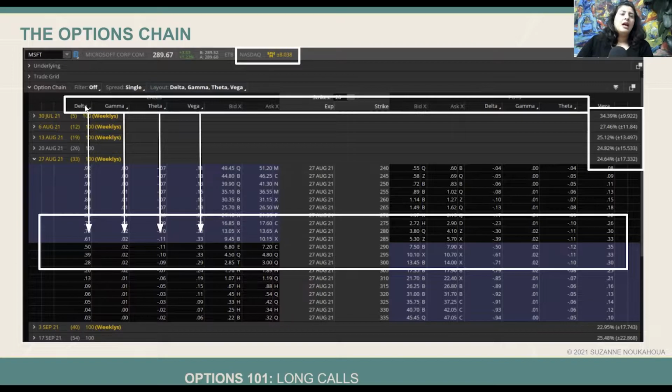So up at the top, like I said, I've had my layout set so that I have the Greeks in my option chain. And as you can see here, we have the delta, gamma, theta and vega. I will explain these further in detail, but they're really important when you are setting up your option contract.